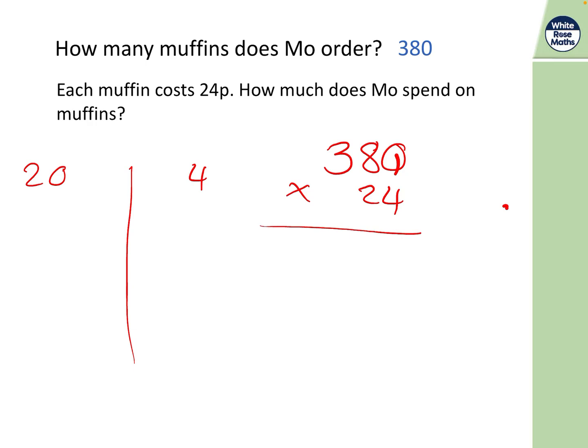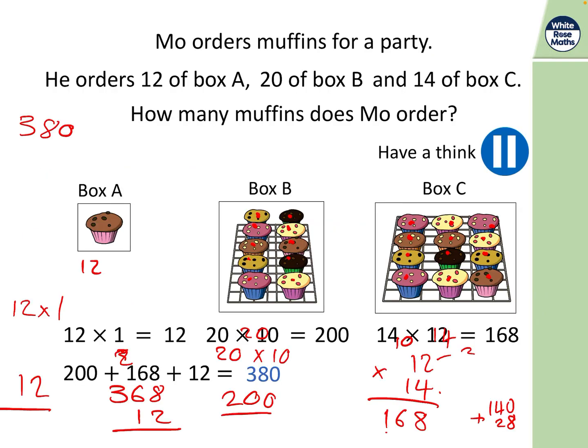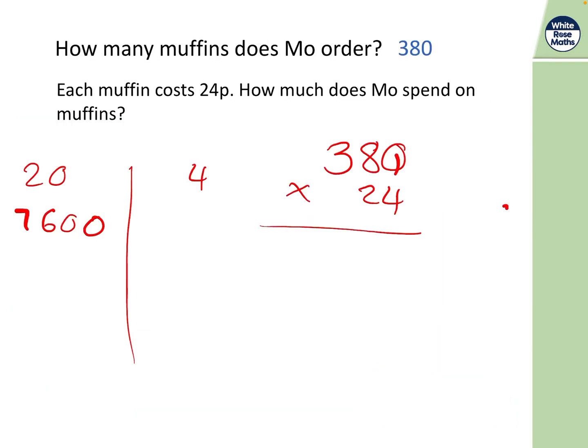So 380 times by 2. What I can do there is I can do 300 times 2 is 600. 80 times 2 is 160. 600 and 160 equals 760. Oh, I've forgotten back over here. I need to make that 10 times larger. Because I only did 2 times. I actually wanted 20 times, so I need to make that 10 times larger.